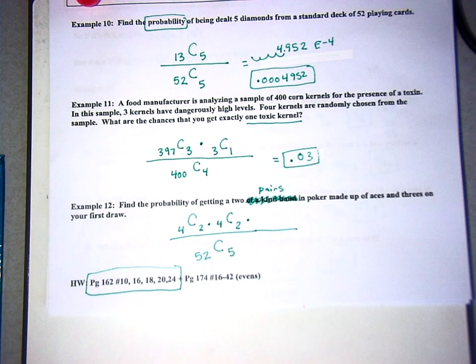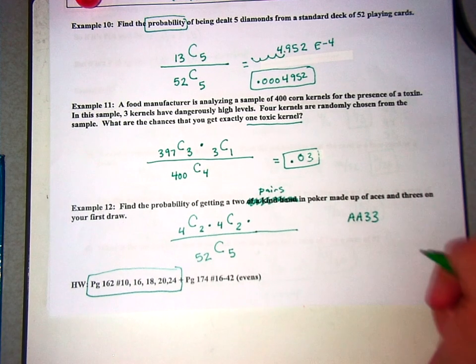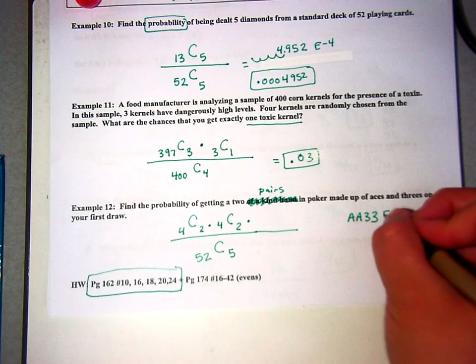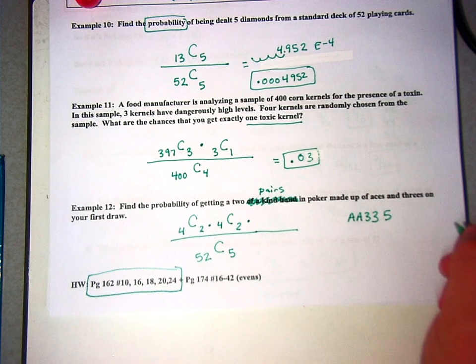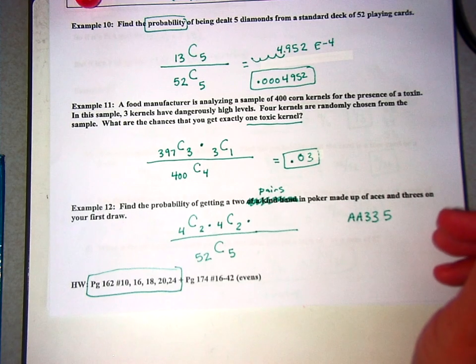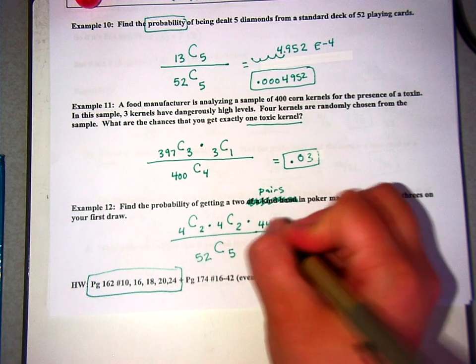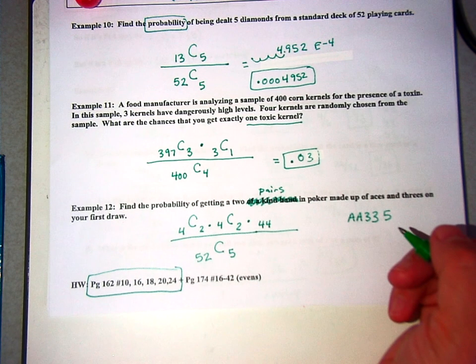But there's one more card, right? Because you got 5. So if I had an example hand over here, I'd have 2 aces, 2 threes, and then what? A 5. It just can't be another ace or a 3, right? Because if it was an ace or a 3, it'd be a full house. So how many cards are left that aren't aces and threes? 44. 52 minus 8. Choose one.